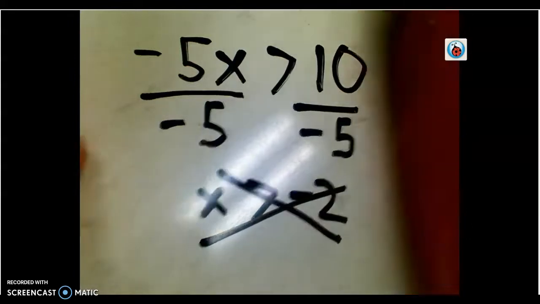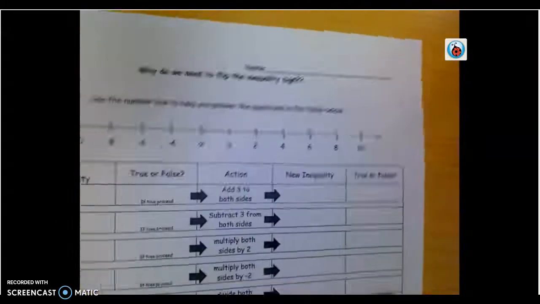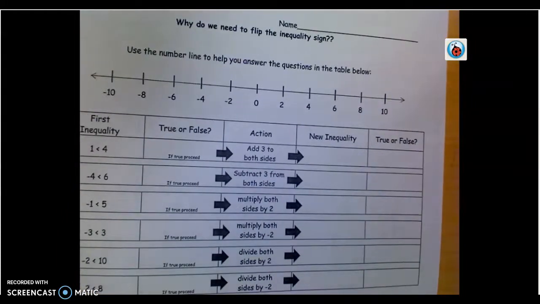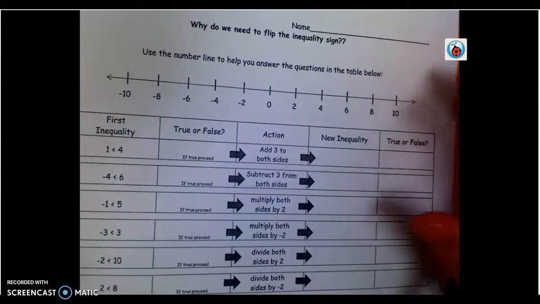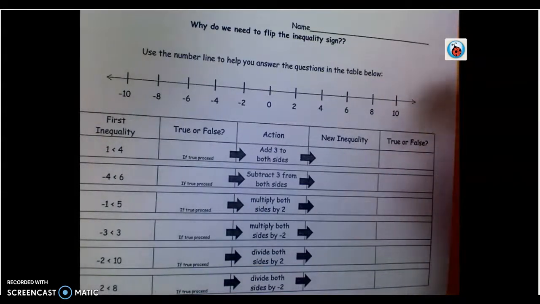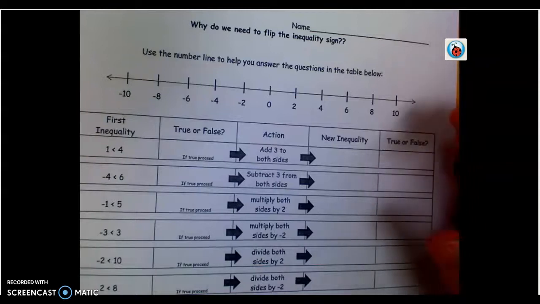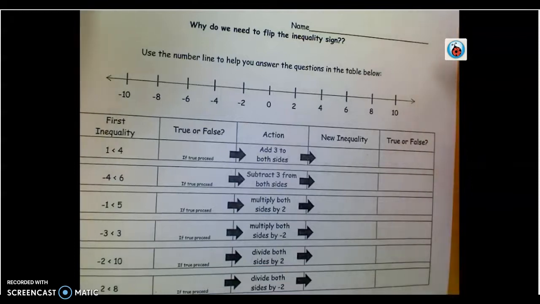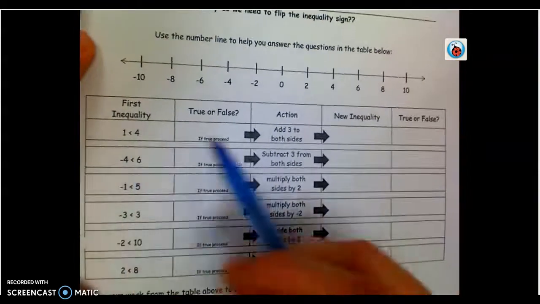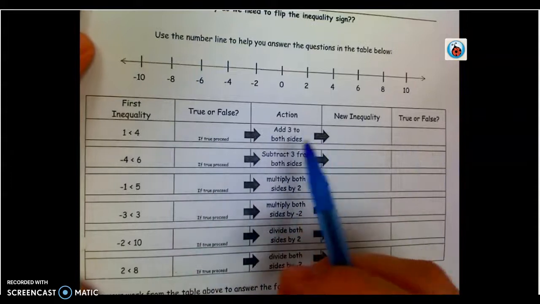All right. So the first paper that you're going to need out is this one. Why do we need to flip the inequality sign? Question mark, question mark, question mark. Hopefully you have this out by now. Make sure you have a pencil or something to keep notes with. You will be showing this to your substitute to record in the assignment tracker. So use the number line to help you answer the questions in the table below. I'll do the first one with you, and I'll give you a chance to pause and fill in the rest of them.